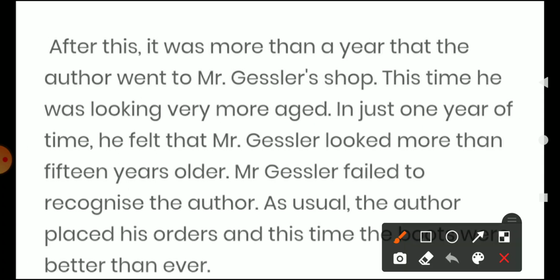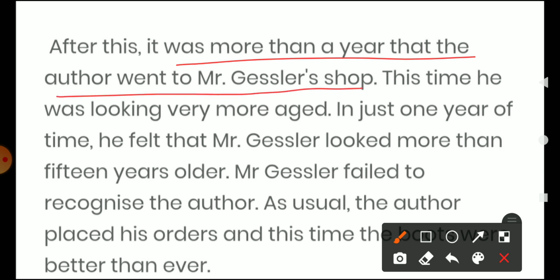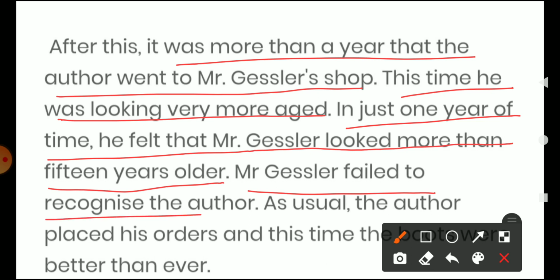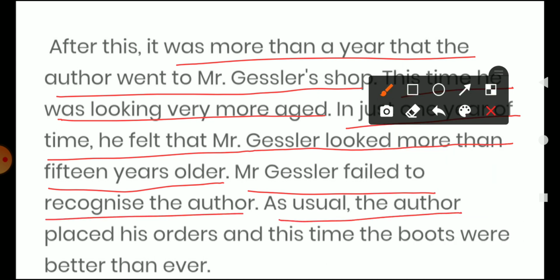After this, it was more than a year, then the author went to Mr. Gessler's shop. This time he was looking much more aged. In just one year, he felt that Mr. Gessler looked more than 15 years older. Mr. Gessler failed to recognize the author as usual. The author placed his order, and this time the boots were better than ever.